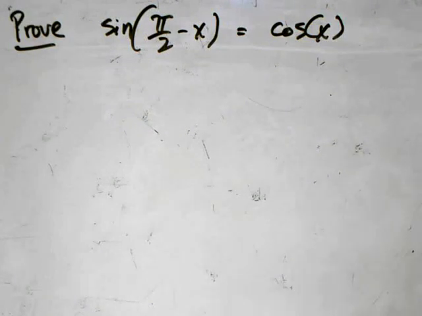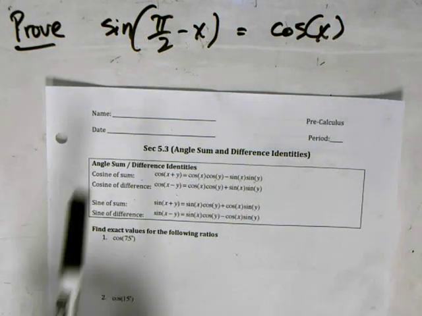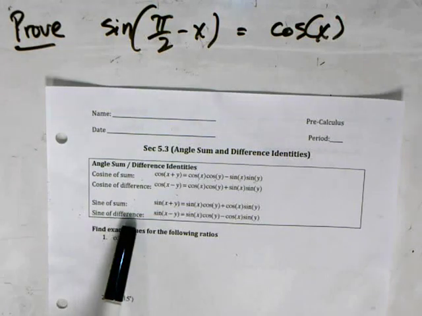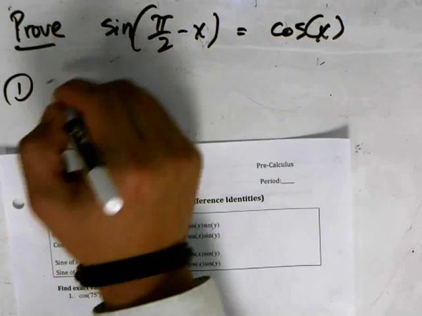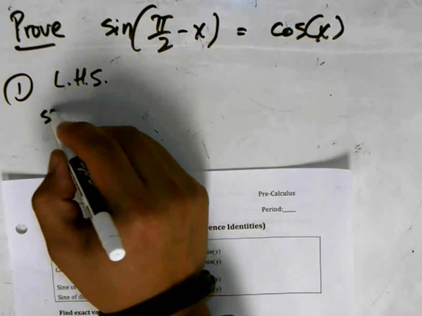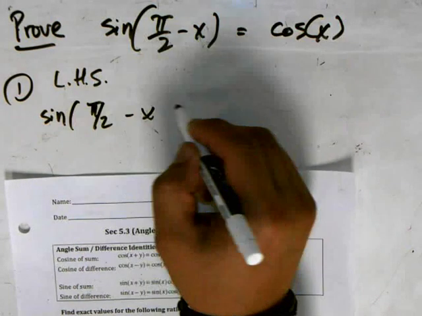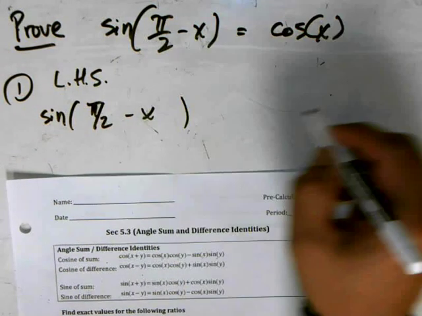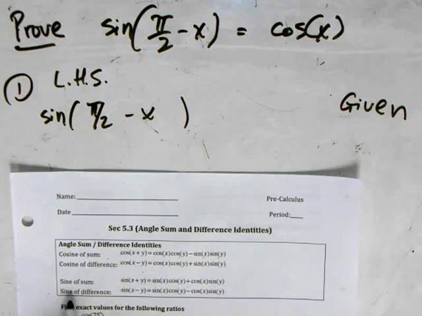And to do this proof, we're going to have to make use, in this case, of the sine of a difference rule. Okay, so that's what I am going to apply. So we're going to start here with our left hand side, sine of pi over 2 minus x. This is given. And then we apply the sine of a difference here.